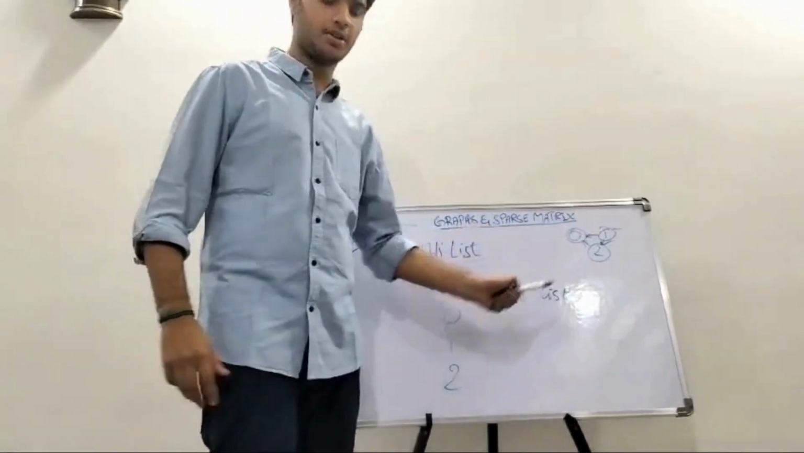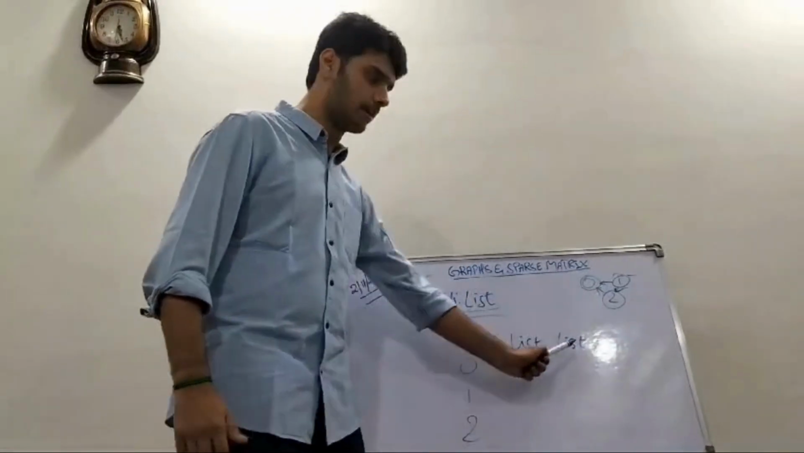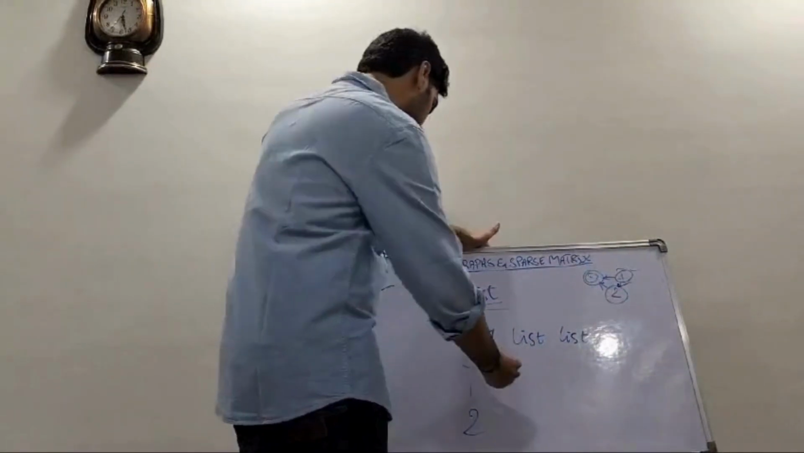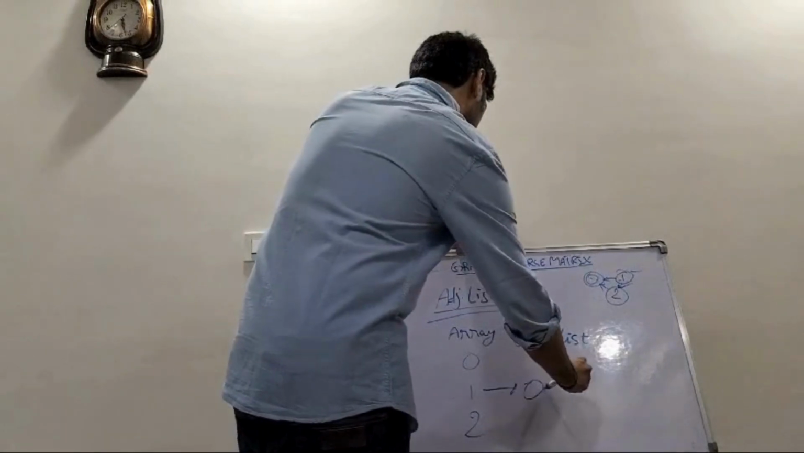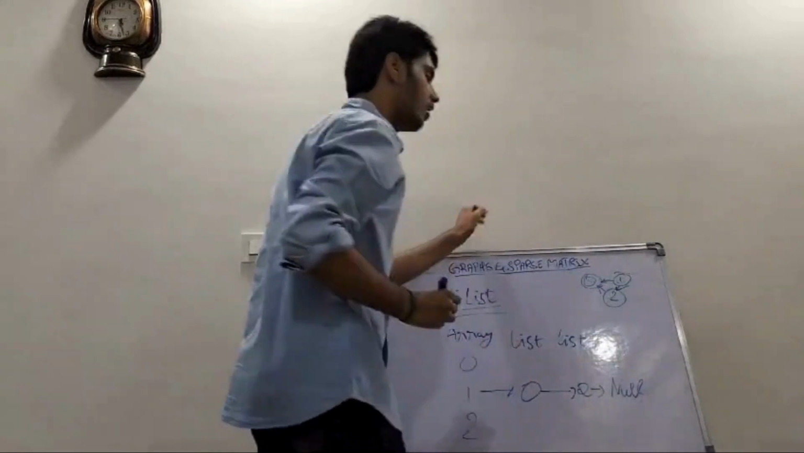0 does not have any direction, so 0 is completely null. There is no neighbor here. But 1 has the direction to 0 and 2. So here we can write it like 0, 2 and then null, because there is no other direction.